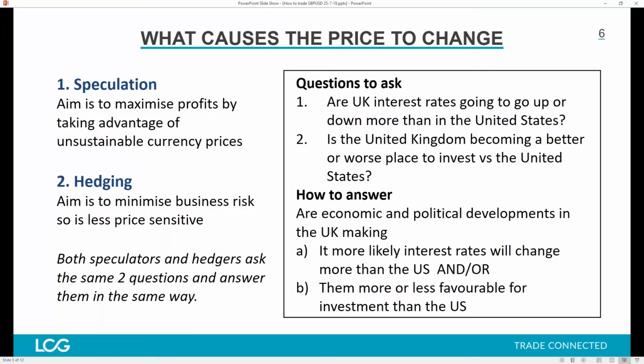But speculators and hedgers both ask the same two questions. Speculators, which is in essence us, even as day traders, even as retail traders, we are speculating. Obviously you have some much larger speculators out there, the Ray Dalios of the world, the George Soroses of the world, but still under that speculative banner. Hedgers and speculators are asking these questions, but hedgers are asking them more to determine whether a hedge is needed or how large of a hedge is needed.